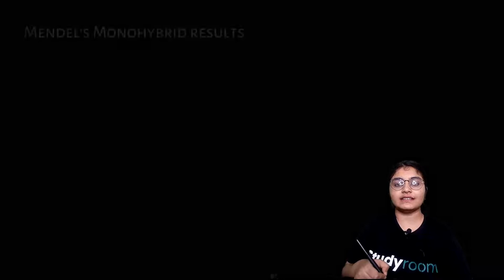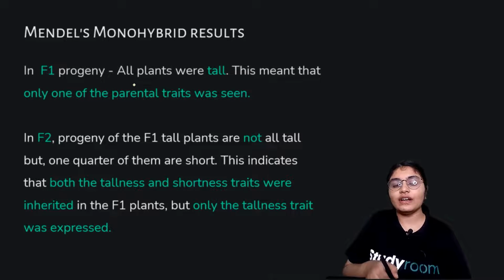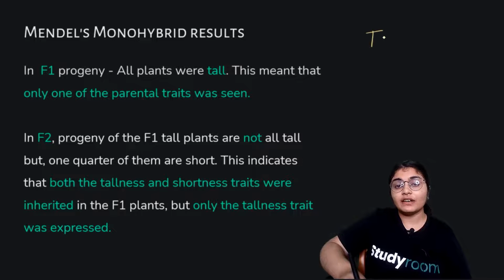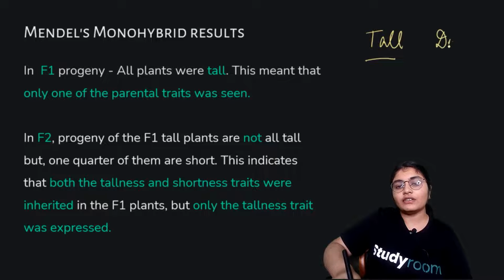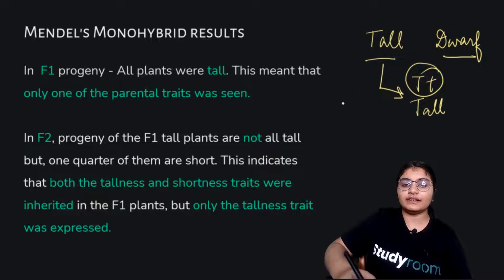Now we will analyze the results of Mendel's cross. In the F1 progeny, we saw that all the plants were tall, and this meant that only one of the parental traits was seen. That means that we had two parental traits, right? One was tall and the other was dwarf. But in the F1 progeny, this progeny was observed to be tall, and therefore only one parental trait was seen. So this was the F1 generation.